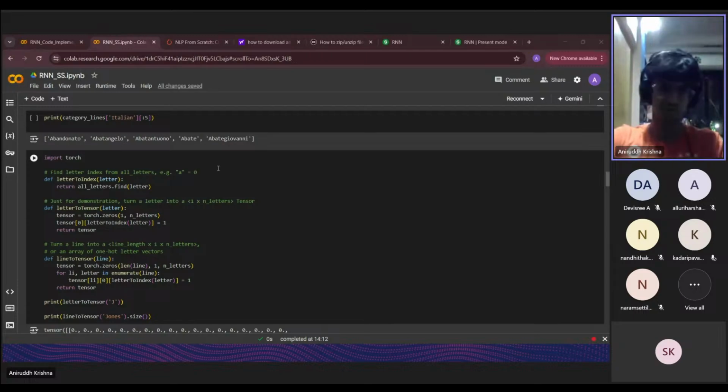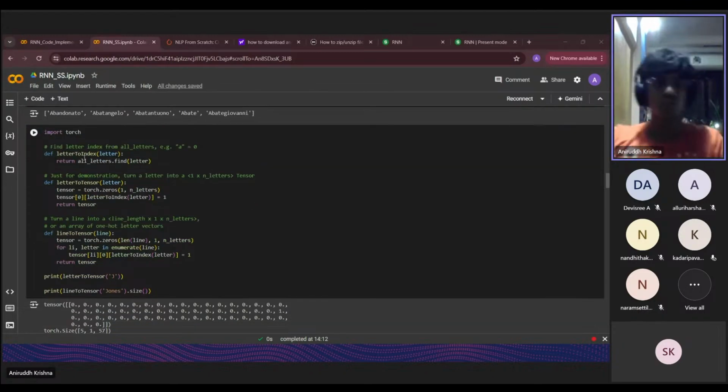B would be first, because again, indexing here starts from 0 and not 1. So A is equal to 0, B is 1, and so on. Now that we have defined this, we use it in another function called letter to tensor, where we first initialize a tensor of all zeros, and then we turn that particular index to 1 where that letter stands.